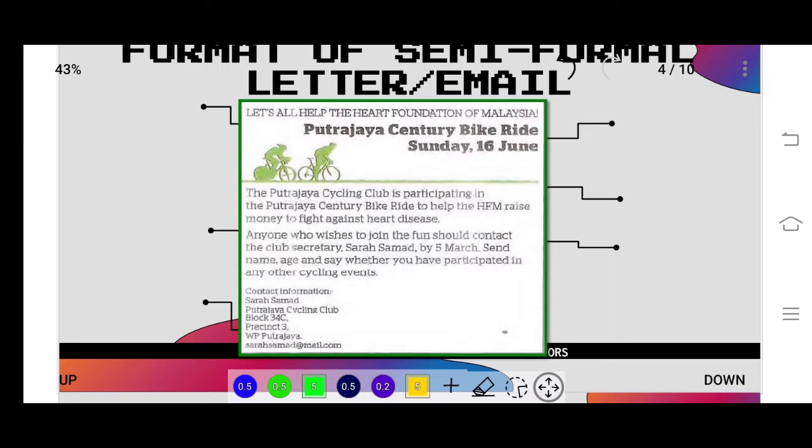So, there is the information of the announcement or advertisement. Basically, you have to read carefully as it can be your main idea to create a semi-formal letter. Do you understand? Please read it carefully, okay? Okay, done. Let's move on to the next one.